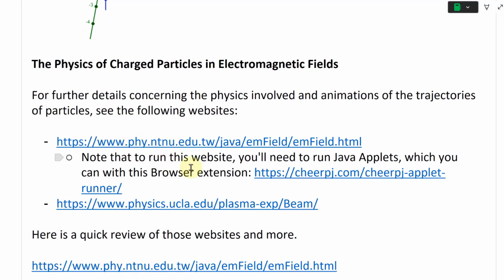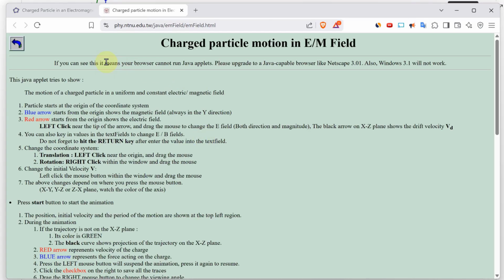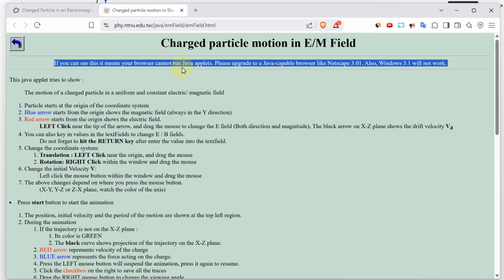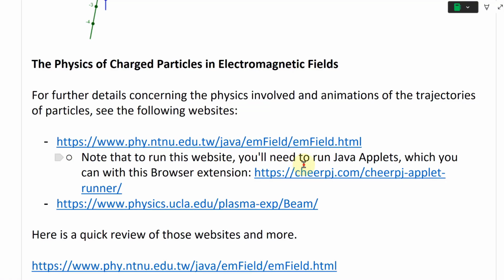Note that to run this website, you'll need to run Java applets, which apparently the new browsers don't have anymore because of a security issue. But you can download a browser extension, like this one. I downloaded it and it works. This one here does not have this anymore. If you can see this, it means your browser cannot run Java applets. Please upgrade to a Java capable browser like Netscape 3.01 or Windows 3.1. So again, this is decades ago. I'm going to download this quickly. It's on my laptop, I had it on my other one.